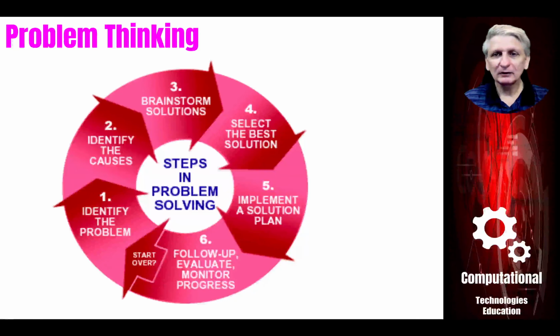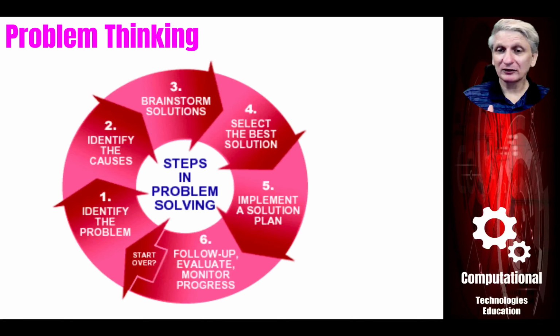So generally, we have the problem-solving cycle, where we start with students identifying the problem, identifying the causes of why it's a problem, brainstorming various solutions, selecting the best solution, implementing a solution plan, following up, evaluating and monitoring the progress, and then continuing back around that cycle. And you'll see that this is very much the design cycle that we've already looked at in design and technologies. It's a fundamental problem-solving cycle.